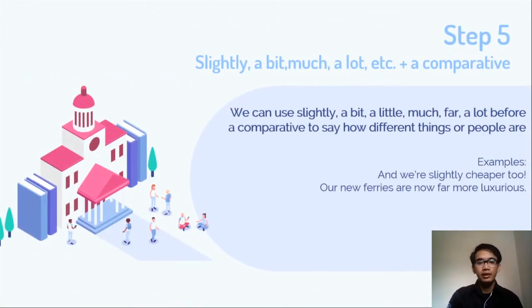Step 5: slightly, a bit, much, a lot plus a comparative. We can use slightly, a bit, a little, much, far, a lot before a comparative to say how different things or people are. Example, and we were slightly cheaper too. Our new ferries are now far more luxurious, far bigger, far stronger. Okay, next.